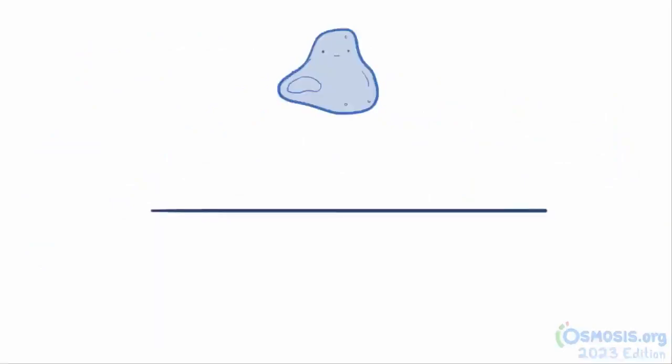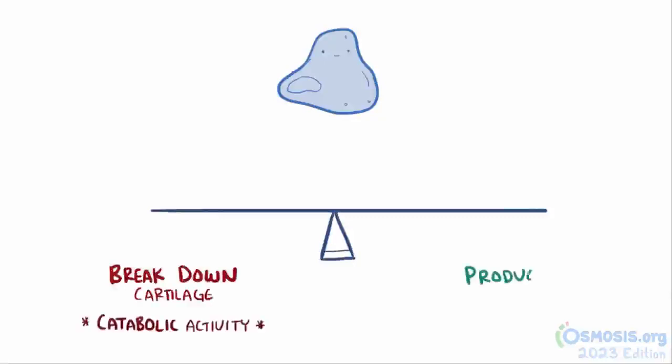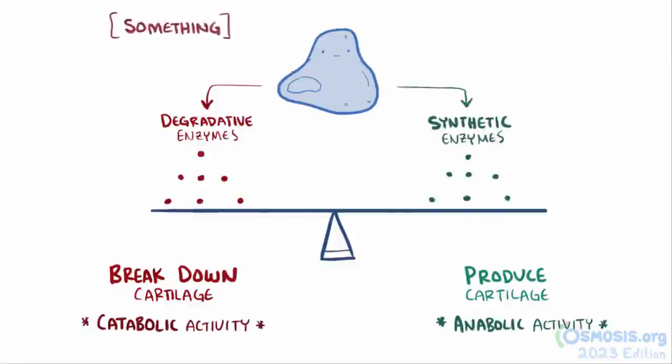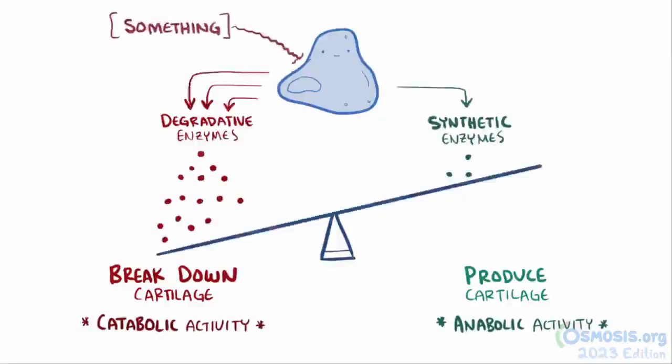In healthy people, chondrocytes maintain a delicate balance between breaking down old cartilage, called catabolic activity, and producing new cartilage, called anabolic activity, through the use of both degradative enzymes and synthetic enzymes. When something causes an increased expression of degradative enzymes, then the balance tips toward a net loss of cartilage via loss of proteoglycans and collagen.